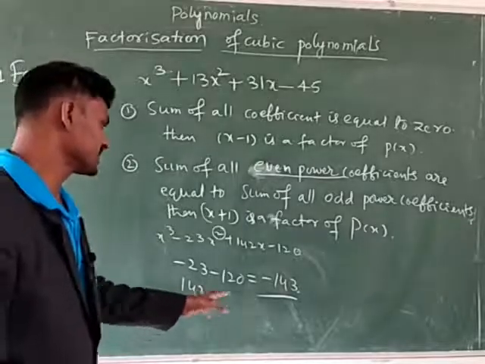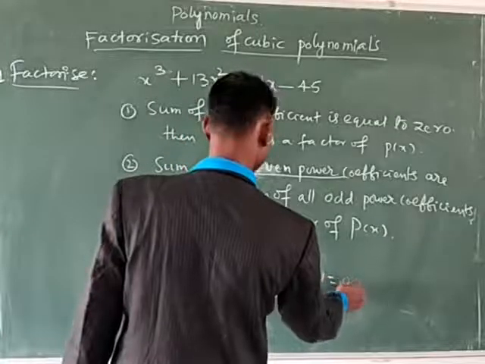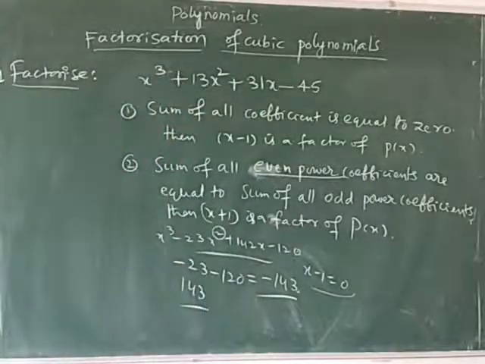But here the sum is there. Sum means you have to add, the sum is equal to 0. Then x minus 1 is a factor here. This is an example. You have to take another example.